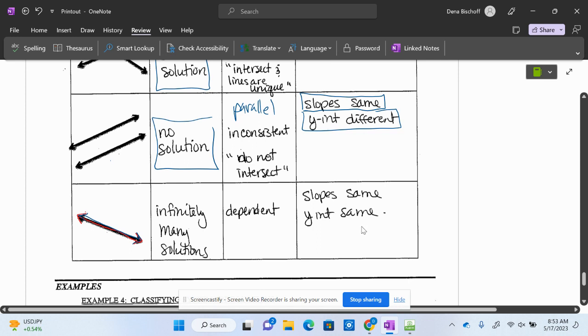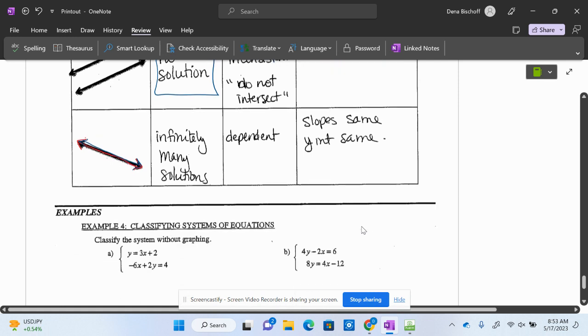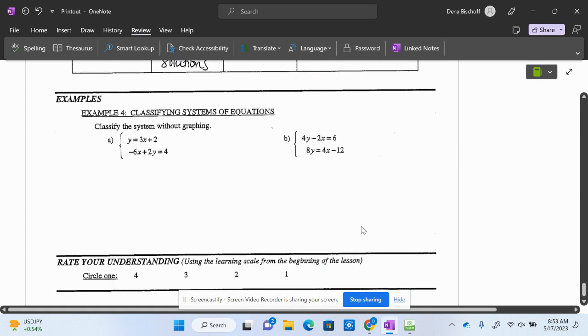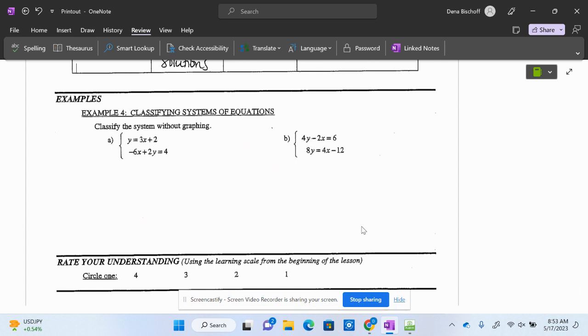We're going to look at these two types of equations, and it says without graphing, tell me what kind of solution it is going to give you: one, none, or many. So let's look at this. What is the slope of this equation? The slope is 3.